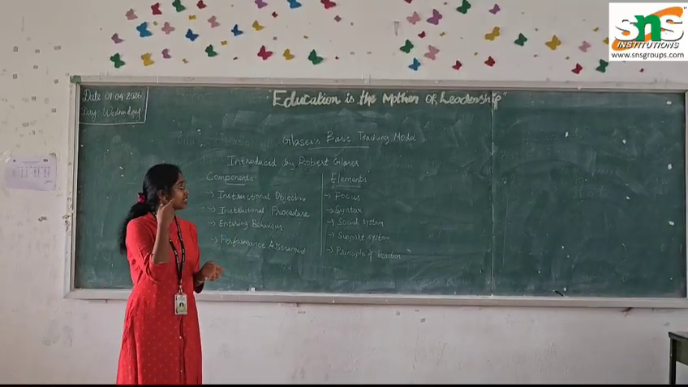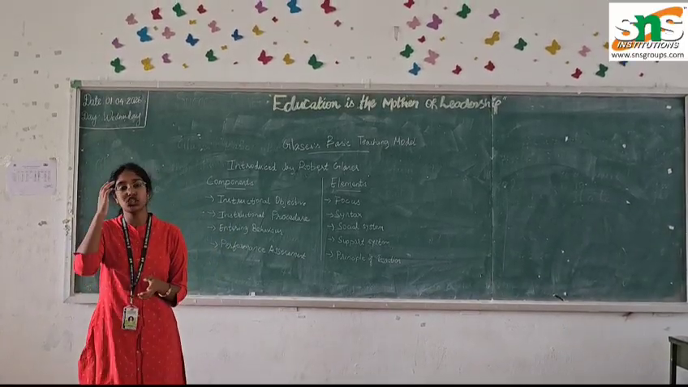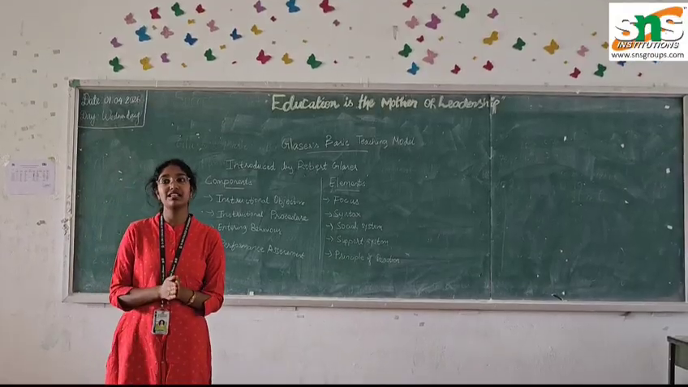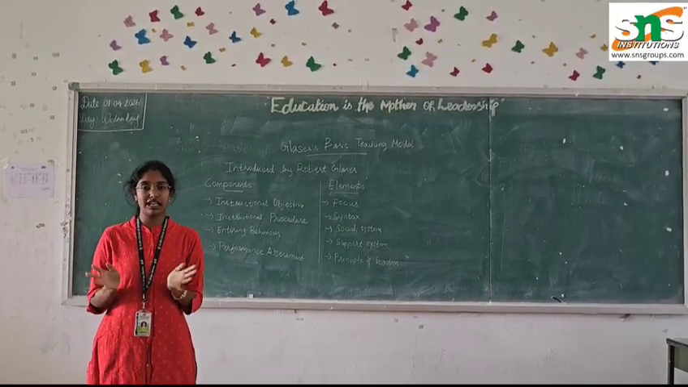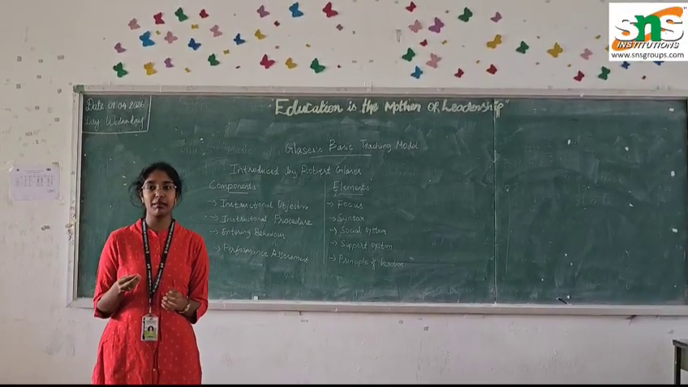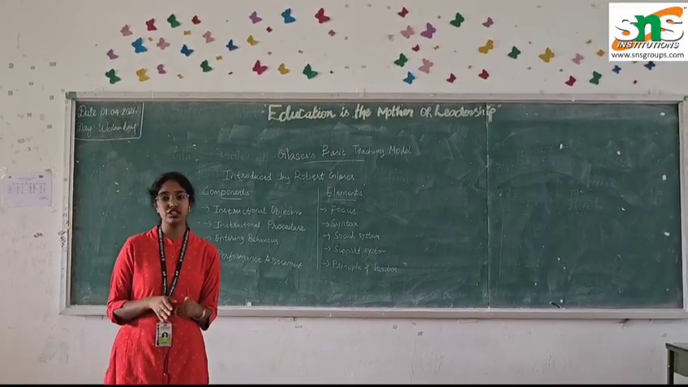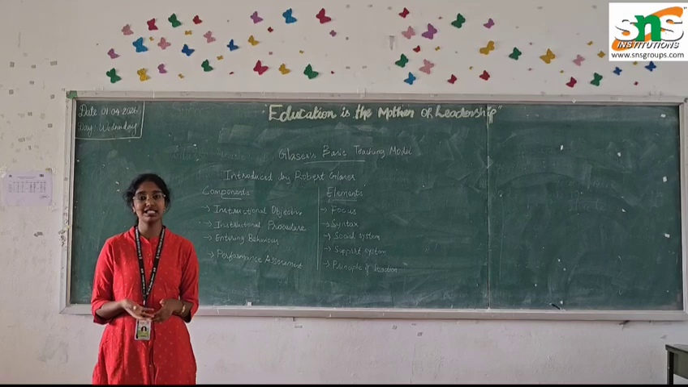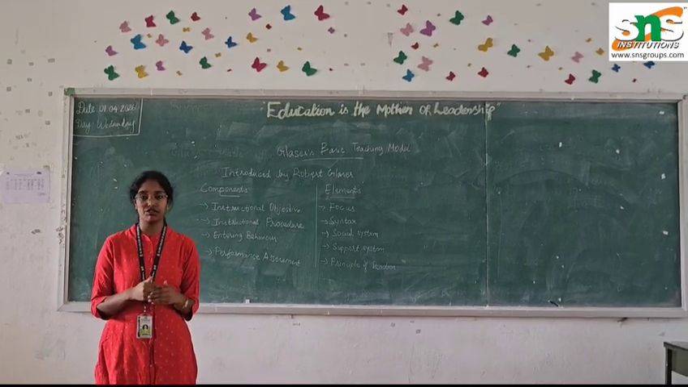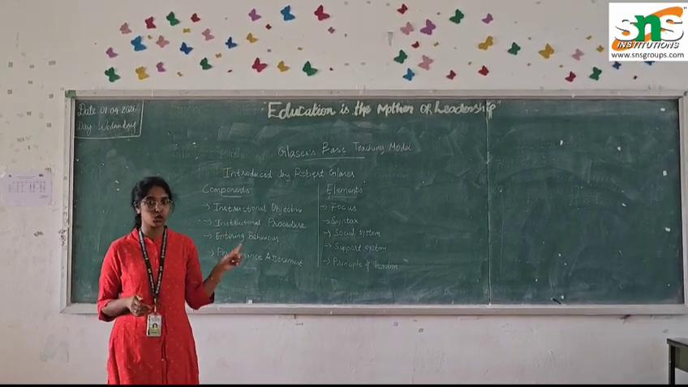The third one is the social system. In social system, we see that the whole classroom is dominated by the teacher. That is called the social system. So only the teacher is responsible for the whole class, and she is the dominant figure of the classroom. That is called the social system.